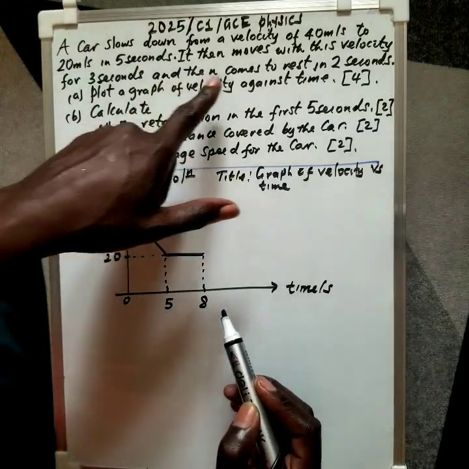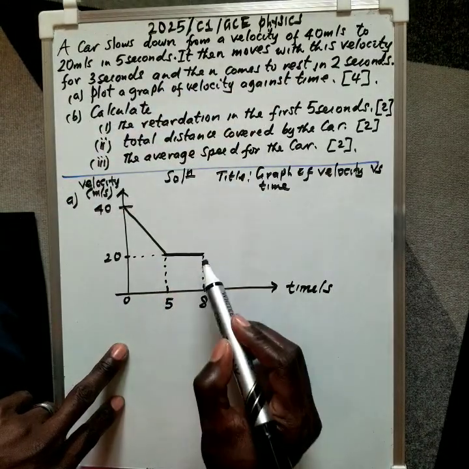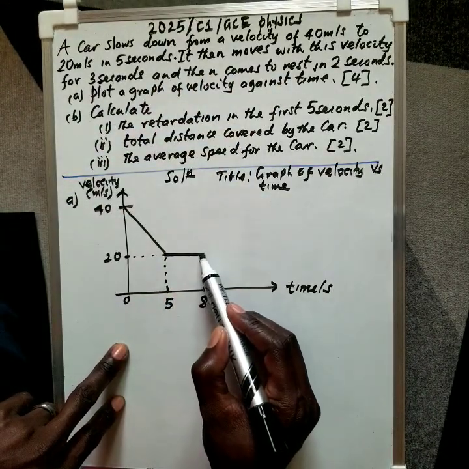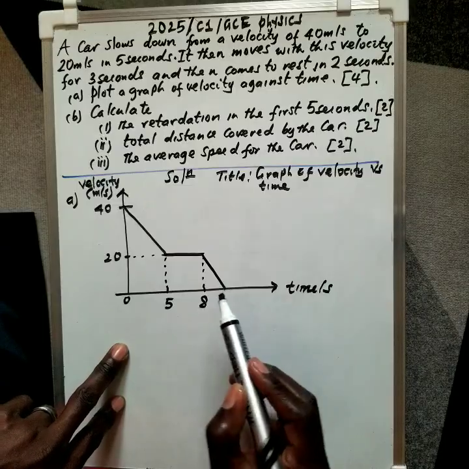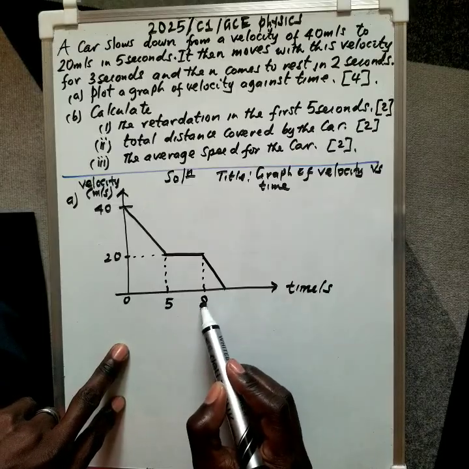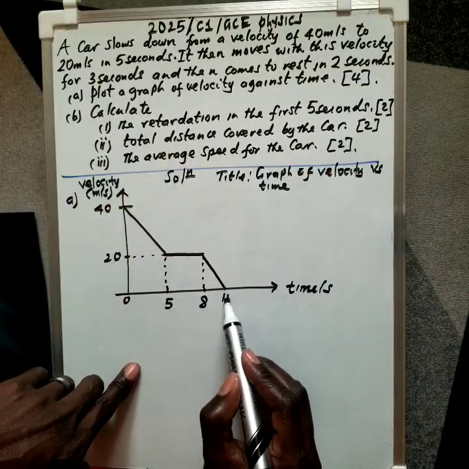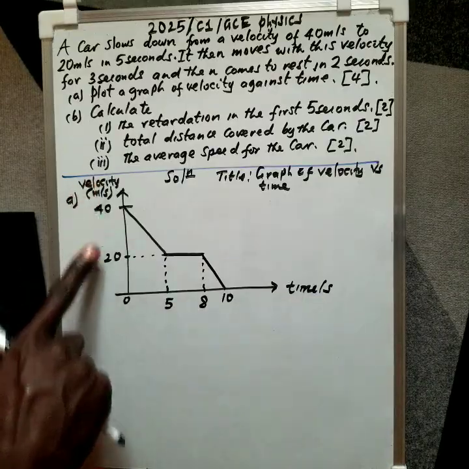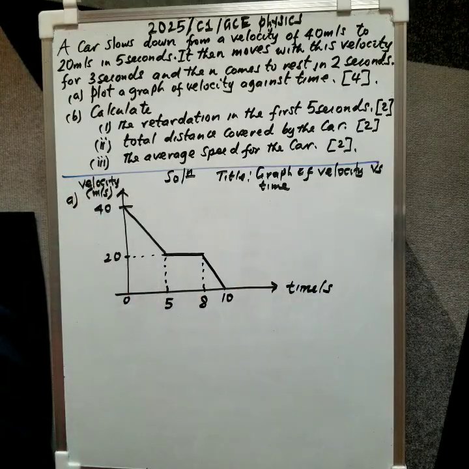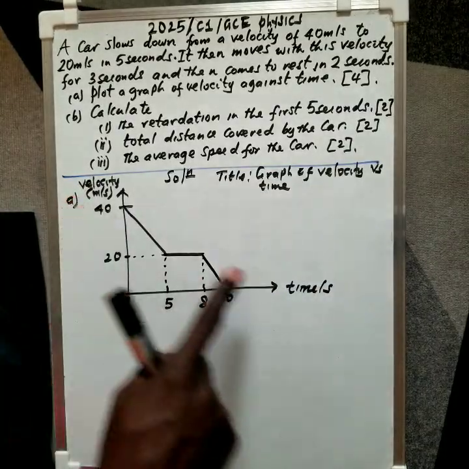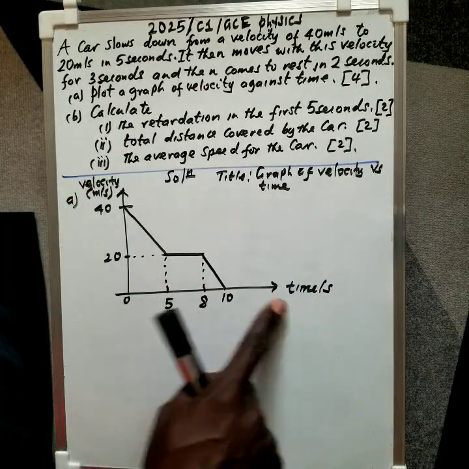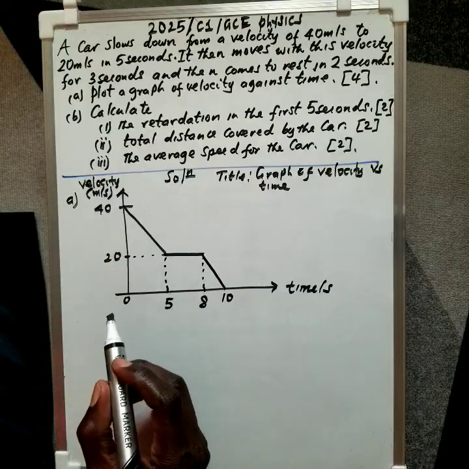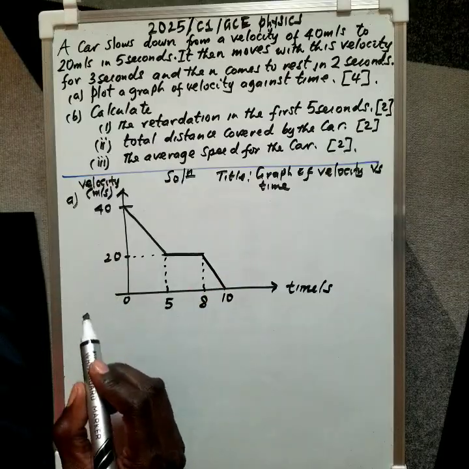All right. And then comes to rest in 2 seconds. So after that point, it comes to rest in 2 seconds. So meaning for you to know the time, 8 plus that 2 seconds. So here it will be 10. Remember, you have already written time in seconds, and that's the velocity. So this is the type of graph that you needed to actually draw. A title and properly labeled axes. Then they are going to award you your marks. All right. So that was the A part.